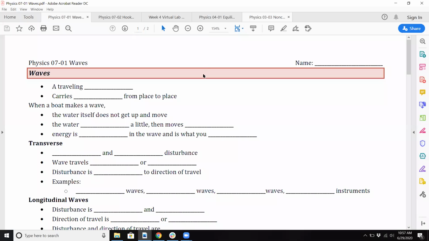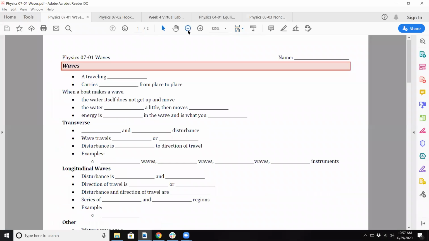Okay, so we're recording. So again, we're focused on week 5, even though we're in week 4 right now, on 7.1 on waves. So when you think of waves, obviously you think of like the ocean or sound, but something that kind of looks like this, right? It's basically a traveling disturbance.